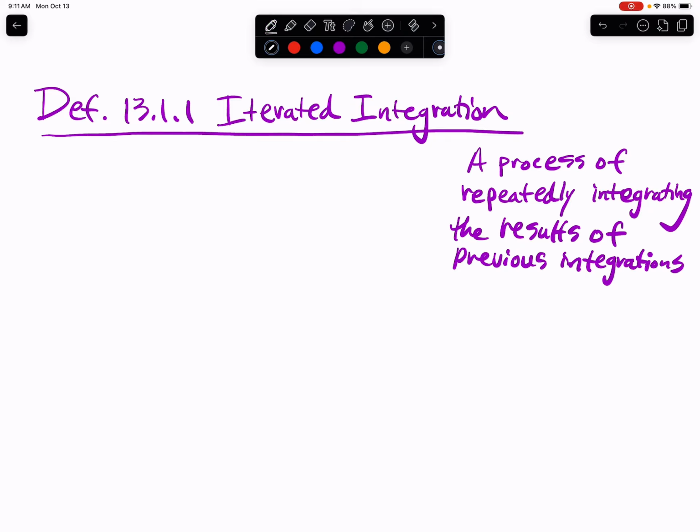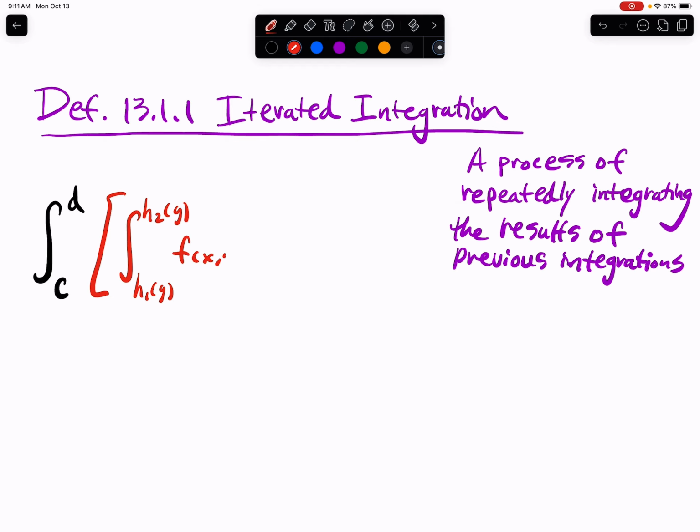So, for example, if I integrate from c to d, the integral from h1 of y to h2 of y of f of x y dx with respect to y. All right.